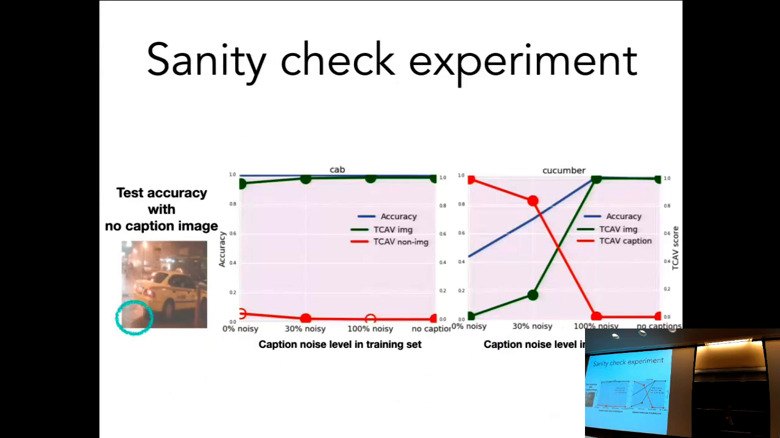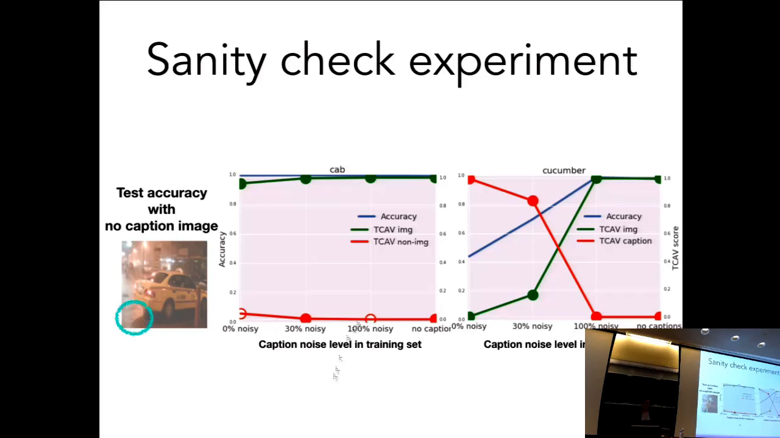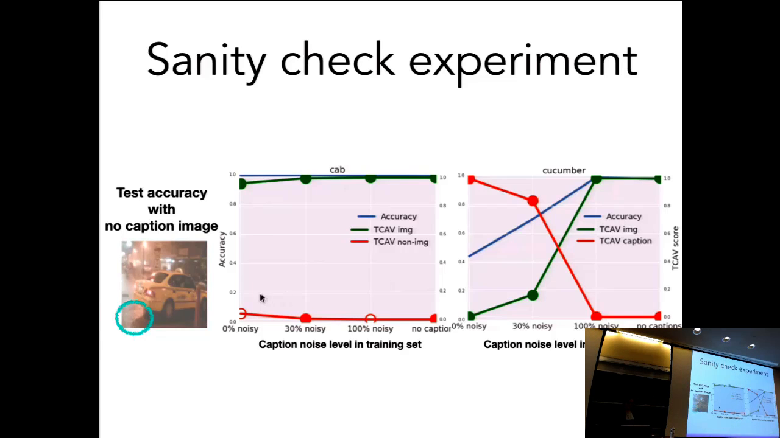So here's the result. We tested 3 classes, but I'm showing you 2. For the cab class, again, the x-axis is each model, 4 different models. The green line is the TCAV score for the image concept. The blue line is the test accuracy. So you want to look at the blue line being close to the green line, or at least the pattern being similar. For the cab class, interestingly, it always looked at the image. It never looked at the caption. We have some hypotheses why, but even if I gave 100% correct caption, it always looked at the image. So you can see the TCAV image green line is similar to the blue line.